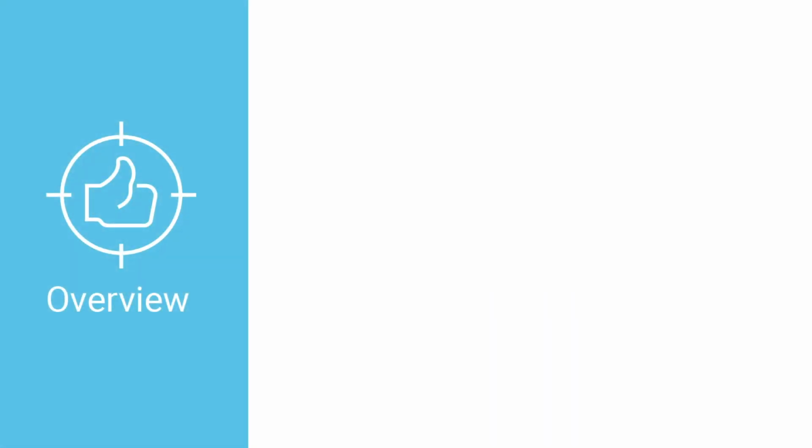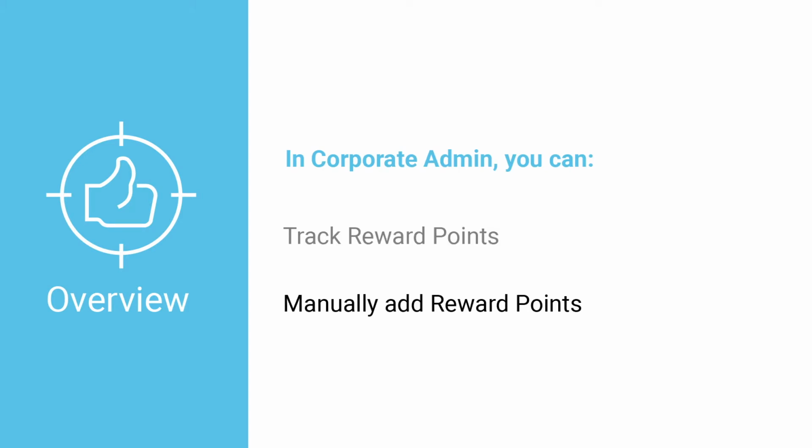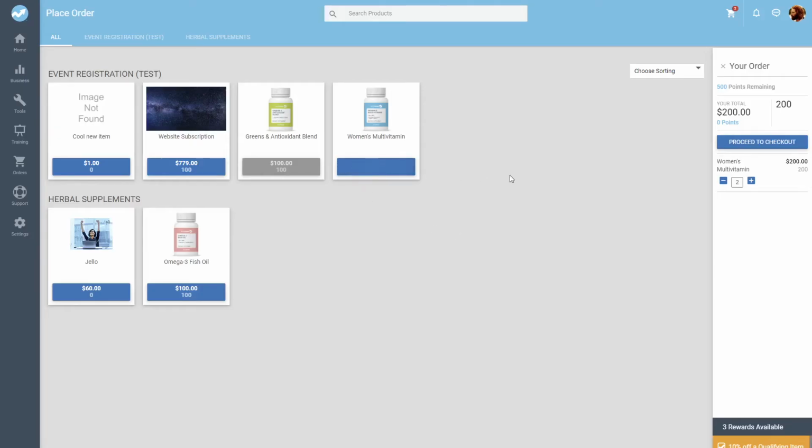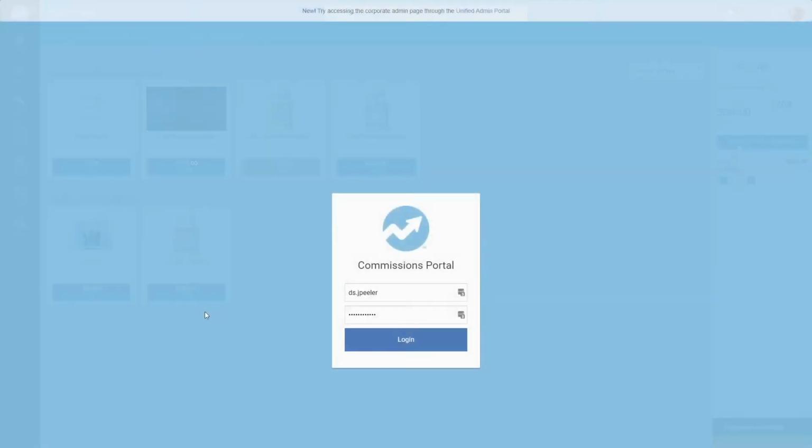Hello, and welcome. In this video, you'll learn how to manually track and add reward points to an associate's account. When an associate purchases a product that grants them points, the system updates their ledger with the new amount. If needed, you can do this manually in Corporate Admin.